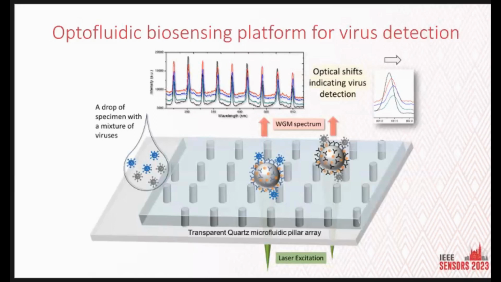So when we start loading samples that contain viruses, the evaporation will drive this sample that contains viruses to the microspheres. And these microspheres we can modify with antibodies, so the antibody will capture those viruses. And then when these viruses bind to these microspheres, we change the resonant mode, so we can detect these viruses through the optical shift that we observe from the spectrum.